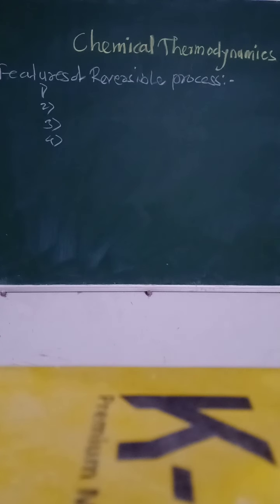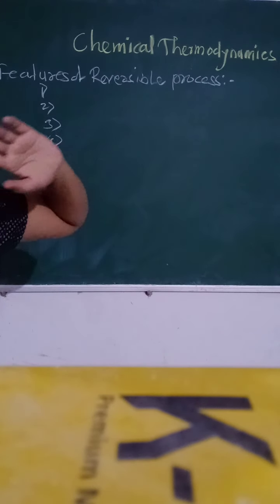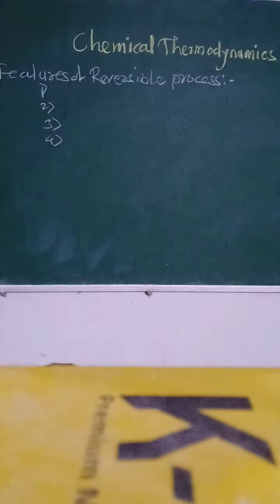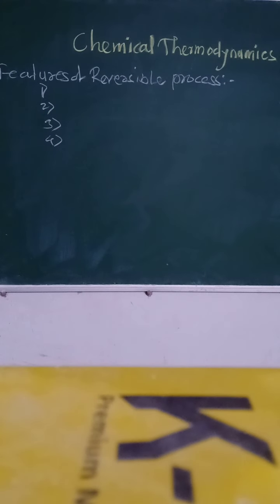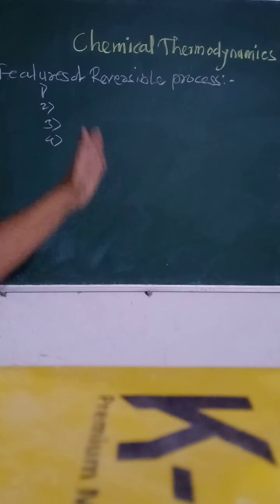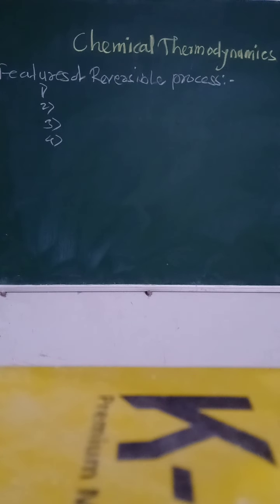Today we have to start here: the features of the reversible process. There are four features of the reversible process. In the last lecture we studied that when the opposing force is slightly greater than the driving force, we call it a reversible process. Then there are four features for the reversible process.